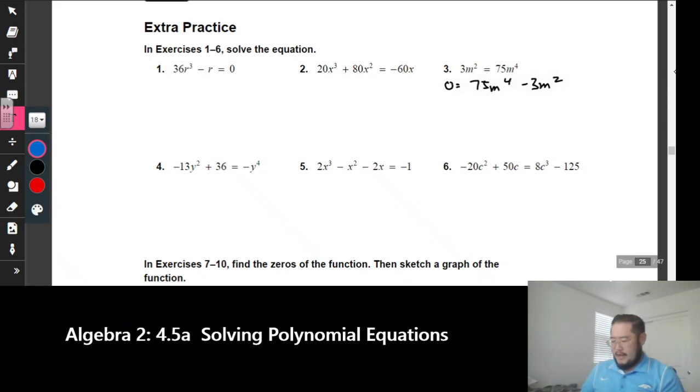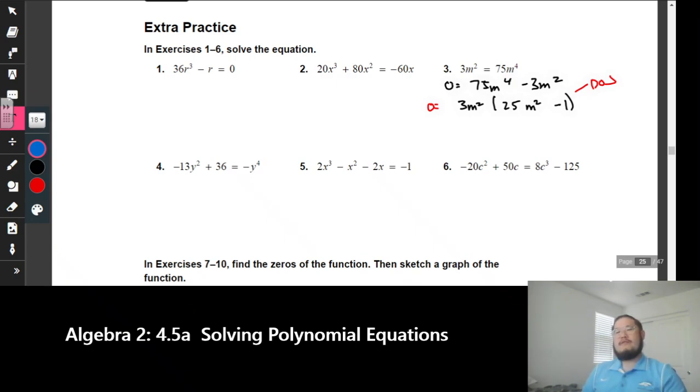So let's see what I can do now. GCF. Looks like I could factor out a 3m squared. And by doing that, 75 divided by 3 is 25. M to the 4th divided by m squared is m squared. And then right here we got minus 1. Now what? We keep talking about this. Look at the binomial right here. Difference of 2 squares. This can factor out.